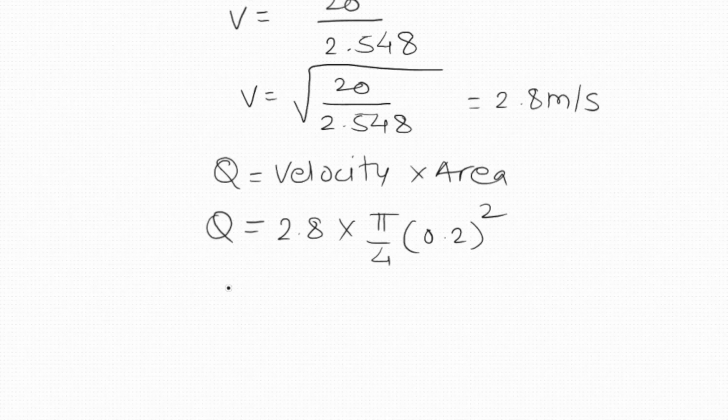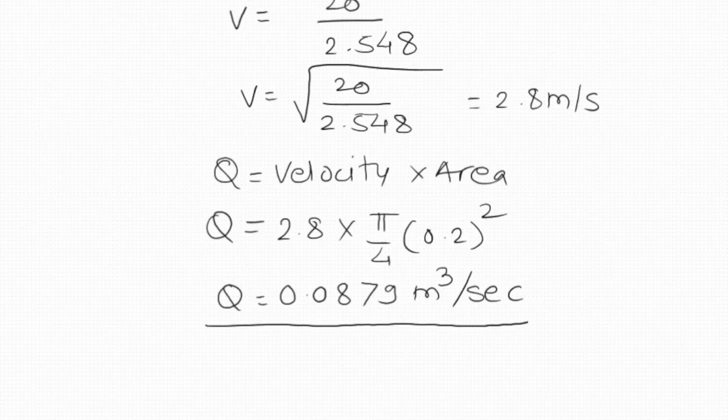So we are getting the discharge as Q is equal to 0.0879 meter cube per second. Now this is the value of the discharge that we have found out. The next thing is they are asking to find out the pressure at the summit. So we are asked to find out the pressure at summit.